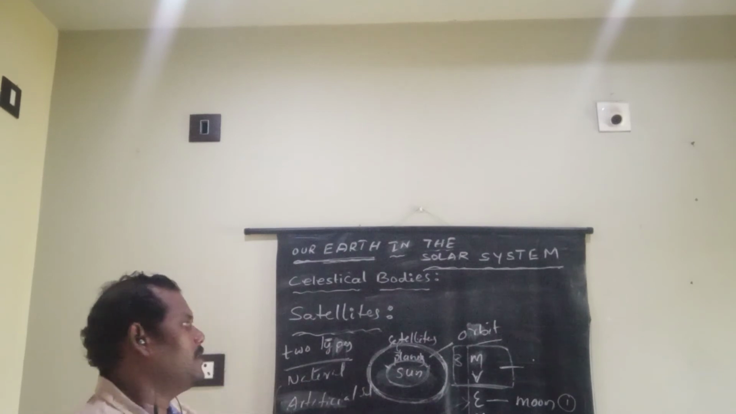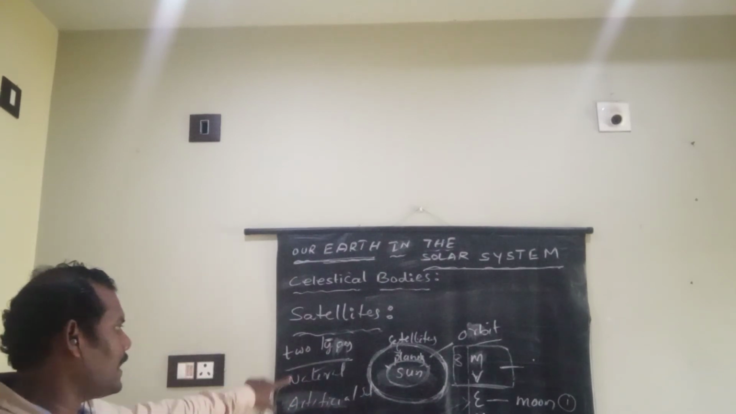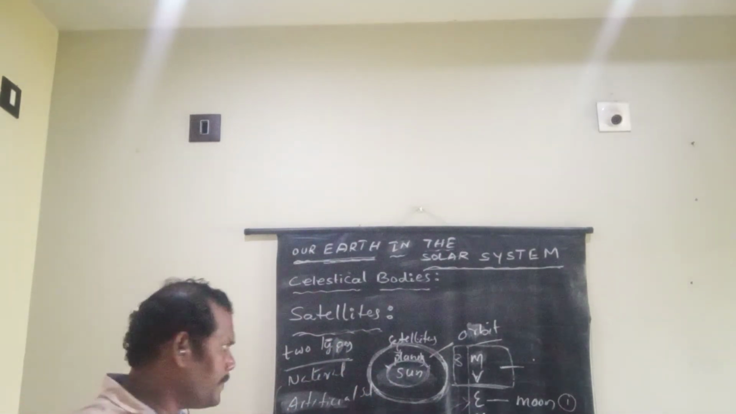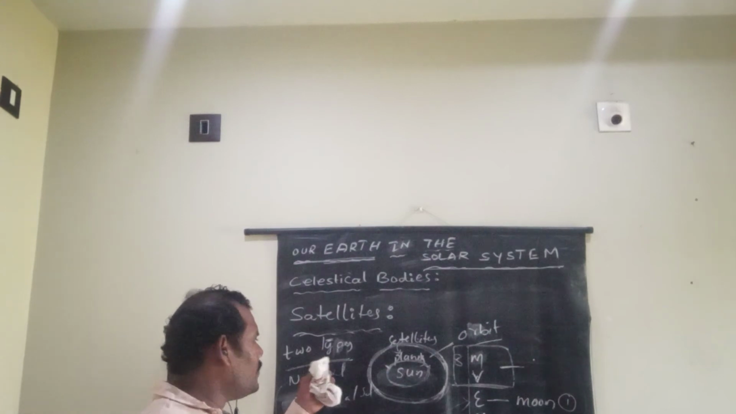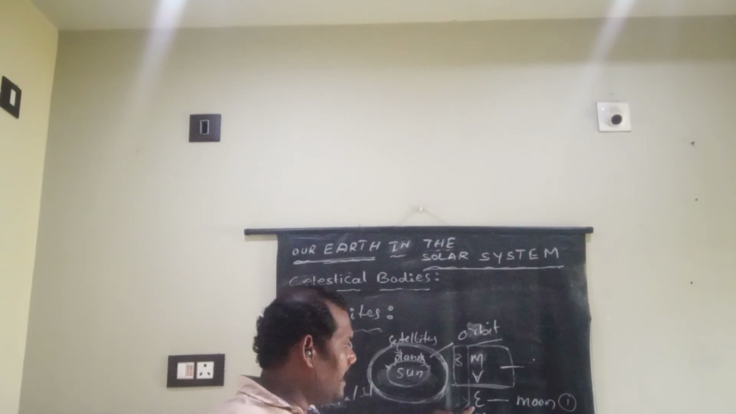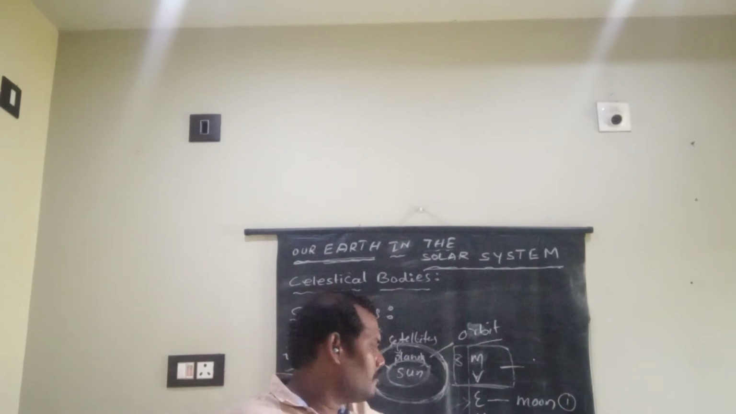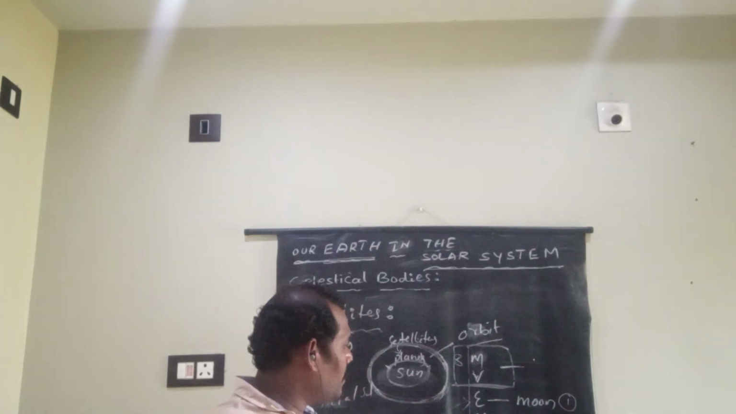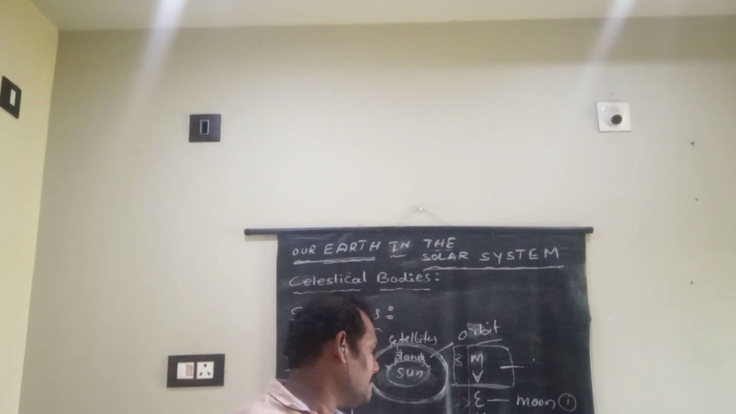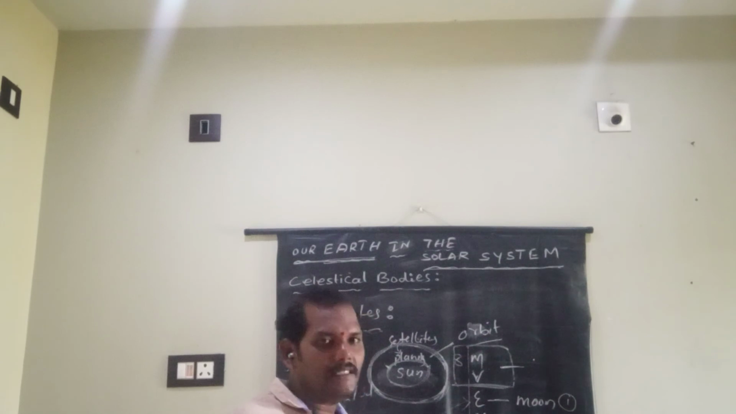These natural satellites go around the planets and get their energy from the planets. Every planet has satellites except Mercury and Venus. Earth has one satellite. Mars has two satellites. Jupiter has 63 satellites. Saturn has 58 satellites. Uranus has 27 satellites. Neptune has 13 satellites.